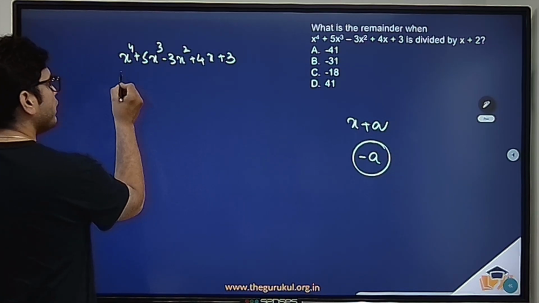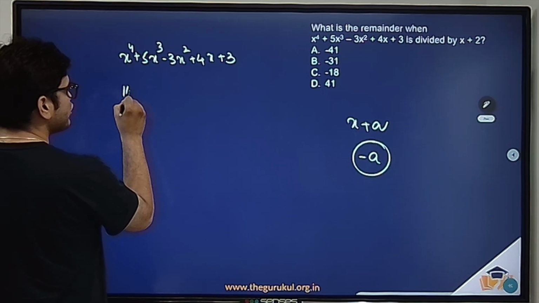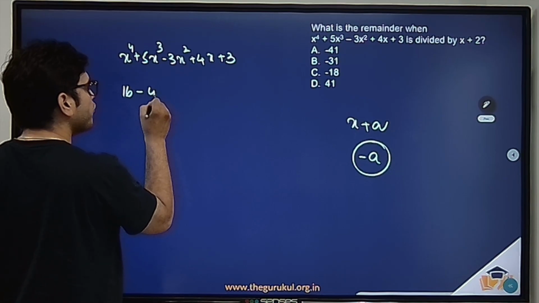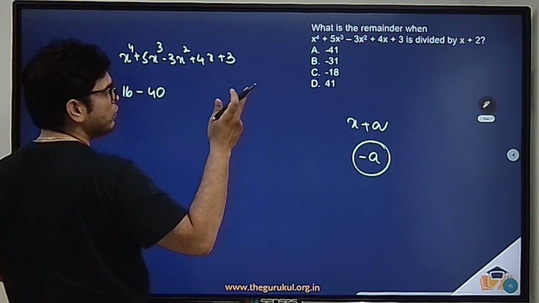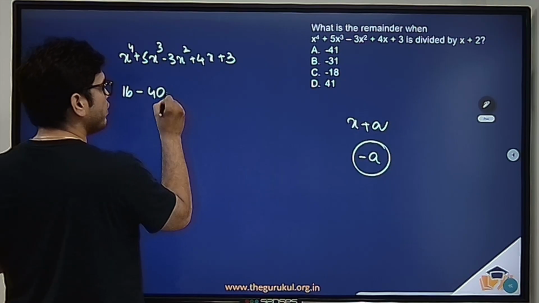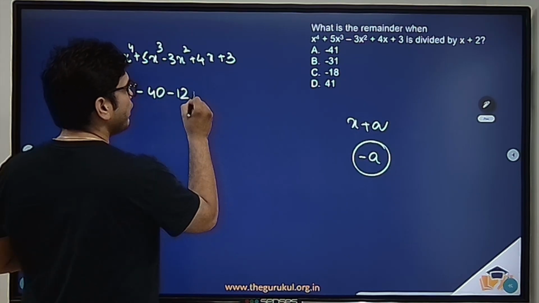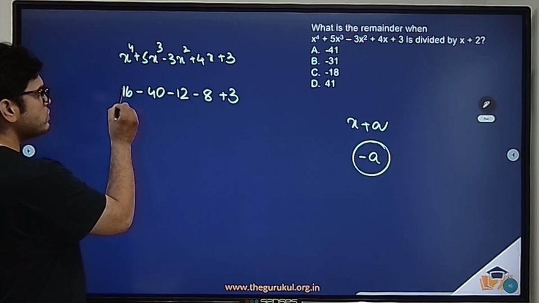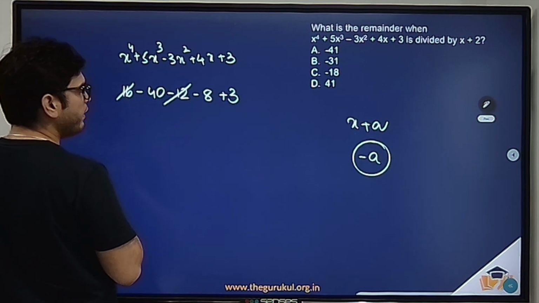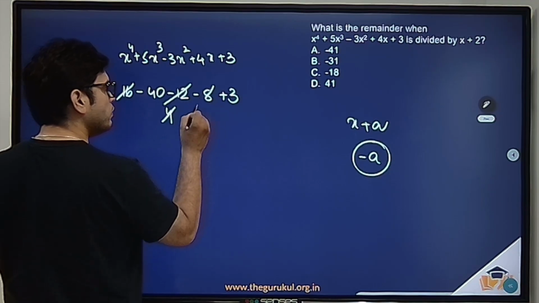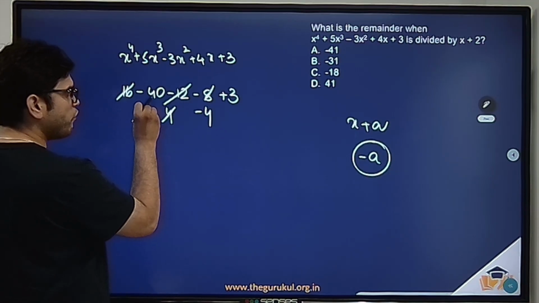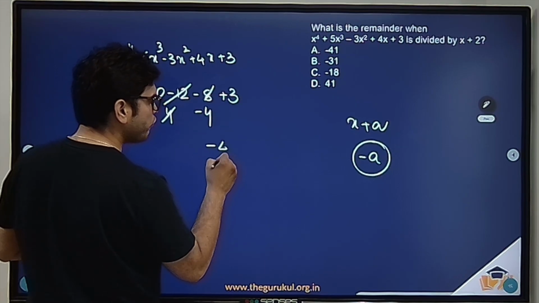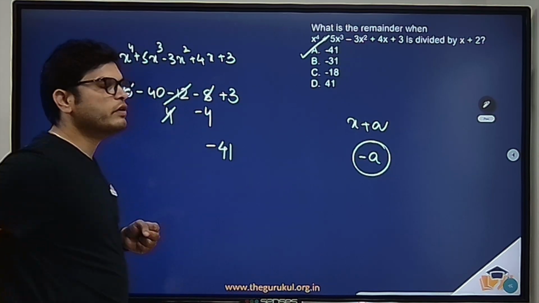So minus 2 power 4, that is 16. Minus 8 into 5, minus 40. Minus 2 square, 4, and 4 into minus 3, minus 12. 4 into minus 2, minus 8, plus 3. So 16 minus 12, 4. This will be minus 4. So minus 40 minus 4, minus 44. Minus 44 plus 3, minus 41 should be the answer for this question.